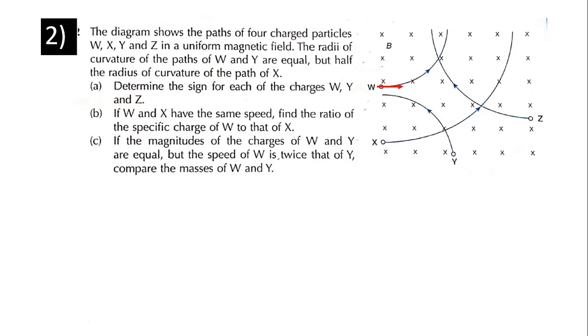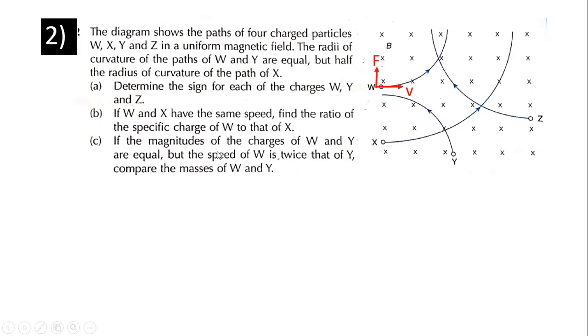W is positive. W is positive, then Z is negative. Z is negative. Y is negative. Correct. Y is negative. Okay, let's see. That's your V. W, I said velocity positive, Y and Z I said negative.